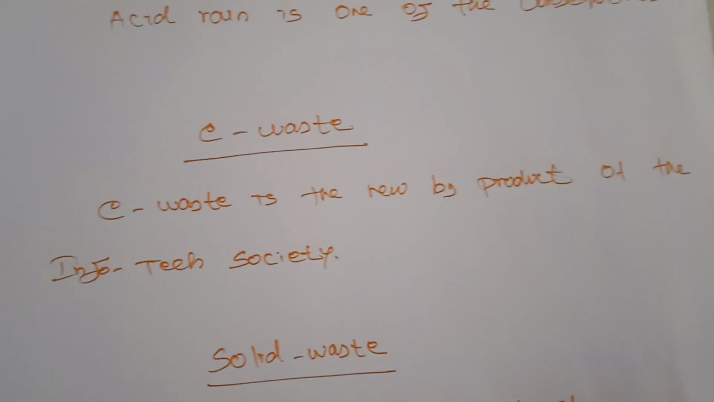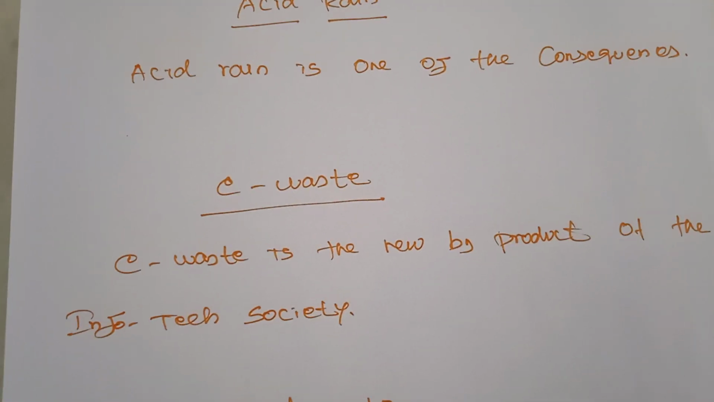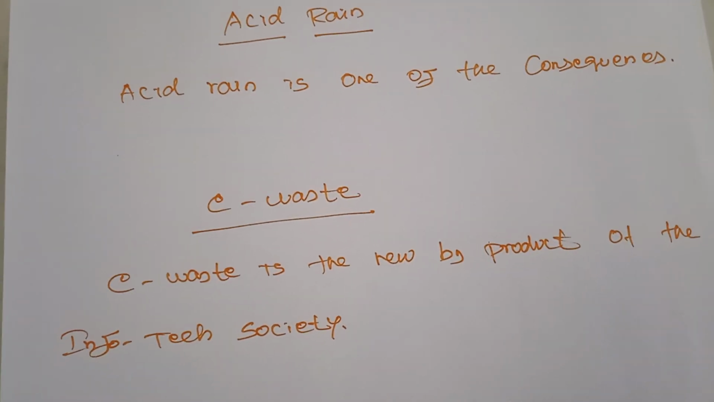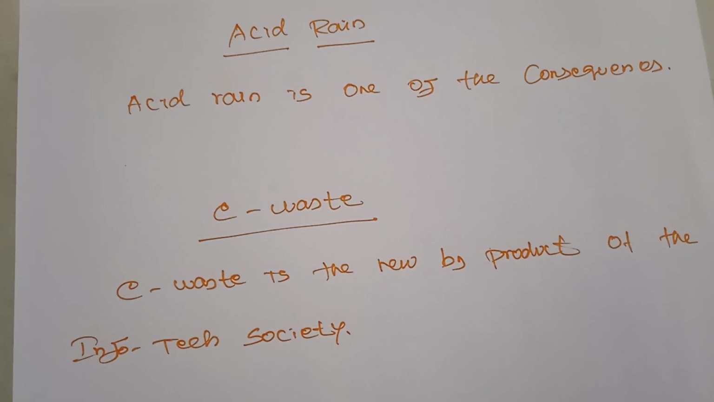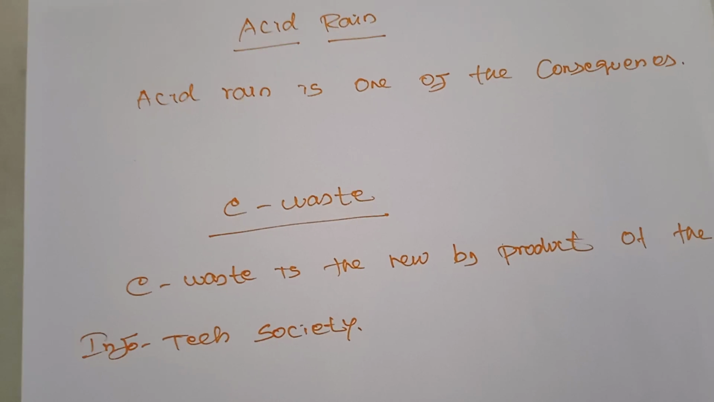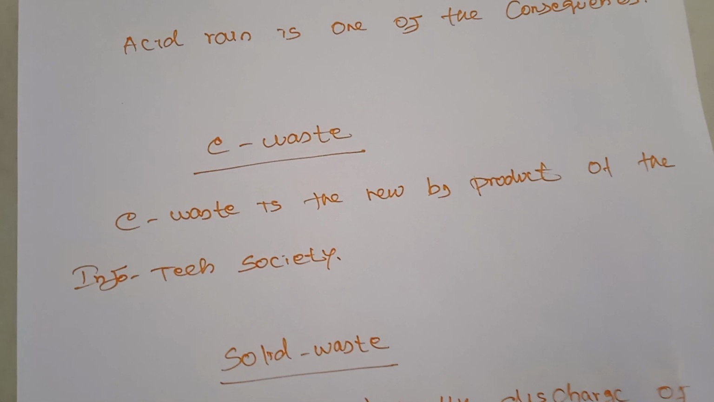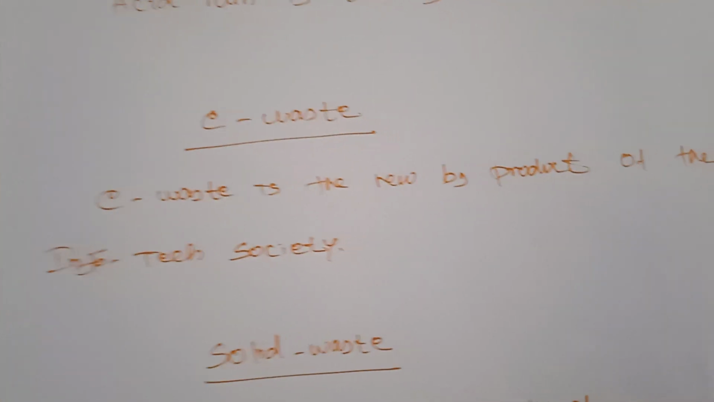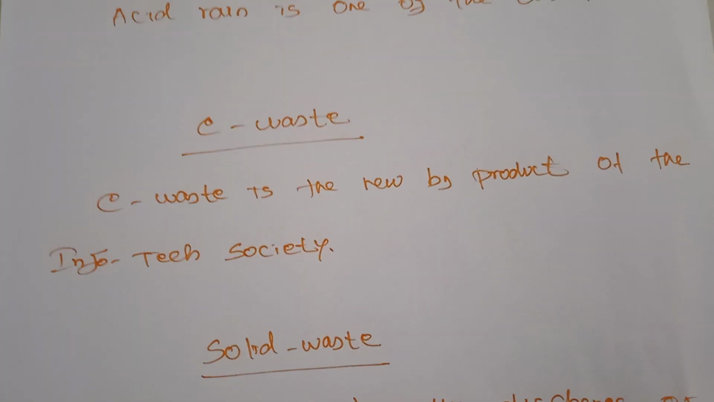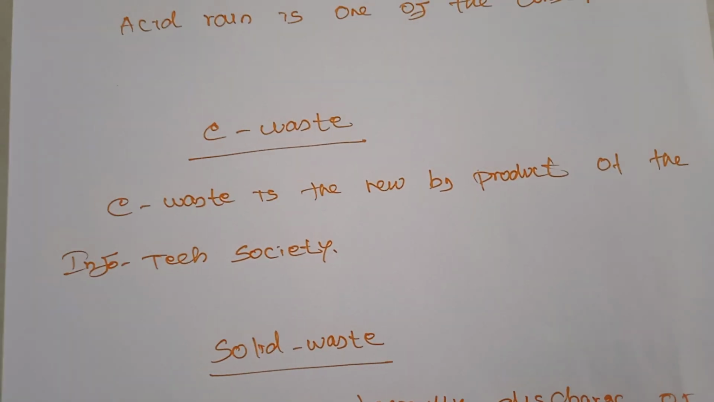Next, e-waste. E-waste, or electronic waste, is commonly referred to as e-waste. It is physical waste in the form of old, discarded, end-of-life electronics. After using industrial or electronic items, if they are no longer used, they are thrown out into the street or onto the earth. This is called electronic waste.